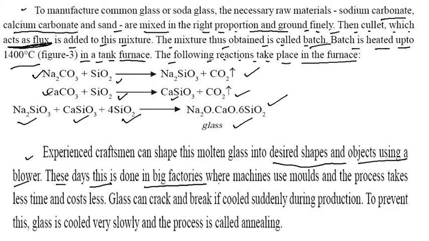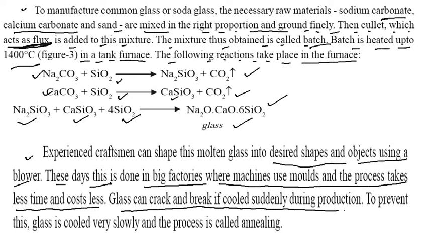These days it is done in big factories where machines use molds and the process takes place in less time and at less cost. Now glass can crack and break if it is cooled suddenly during production. To prevent this, glass is cooled very slowly, and the process is called annealing. It is a very important part, so you have to remember this one: annealing.